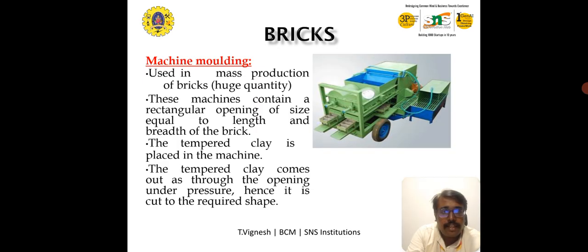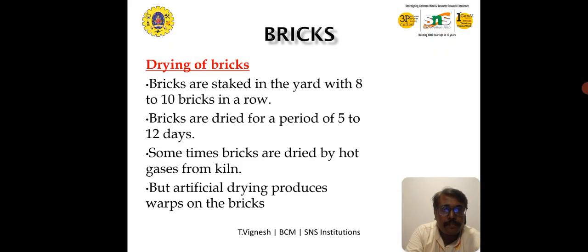These machines contain a rectangular opening of a size equal to the length and breadth of the brick. The tempered clay is placed in the machine. The tempered clay comes out through the opening under pressure, hence it is cut to the required shape. So this is the one, rightly, actually we are using it nowadays.